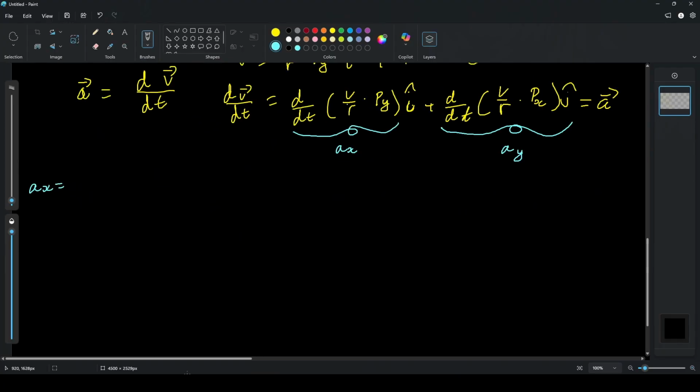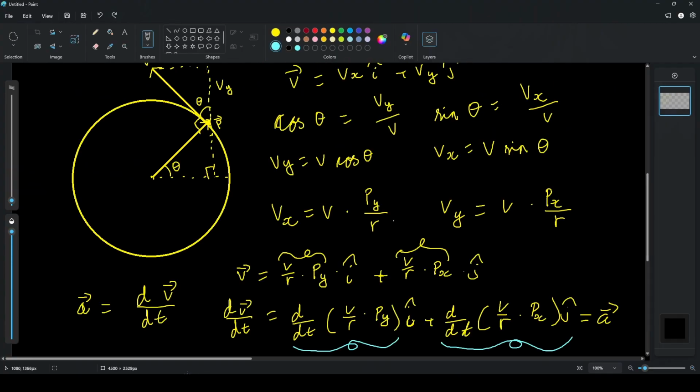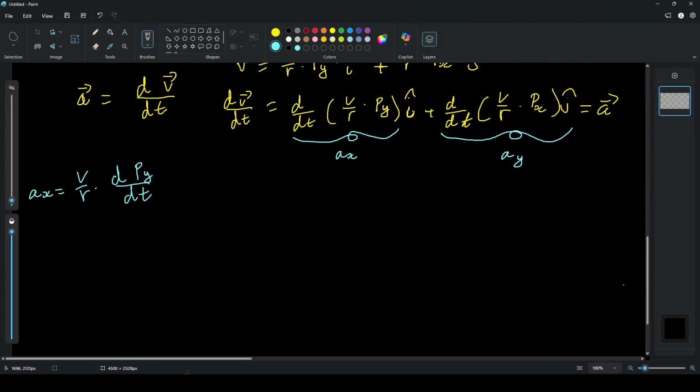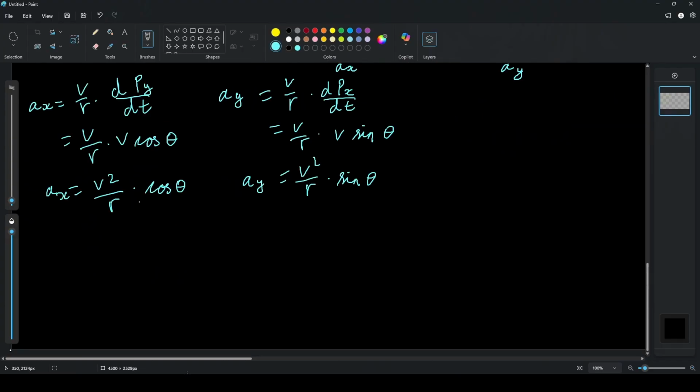And since v over r is a constant, we can take it out of the derivative. So we'd get v over r times the derivative of py with respect to time. Now, the derivative of position, or derivative of displacement, is velocity. Now, we've defined vy as v cos theta. So if we substitute that in, we get ax is equal to this. Now, similarly for ay, we'd get this, and that is the horizontal and vertical components of acceleration.